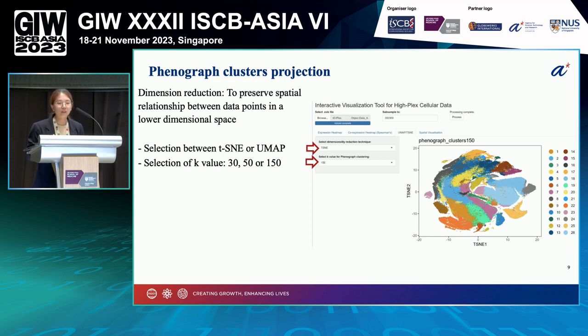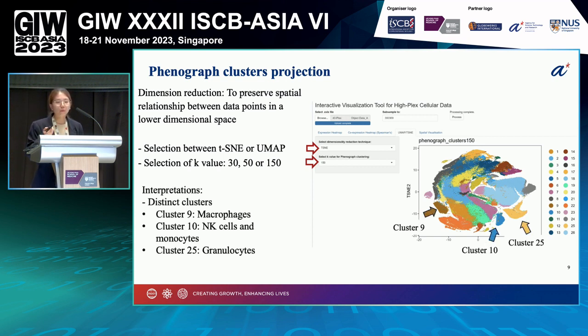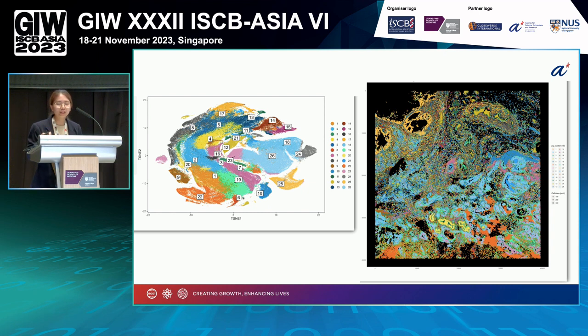So for this particular sample, we identified 3 distinct clusters. Cluster 9 contains macrophages, cluster 10 we identified as NK cells and monocytes, and cluster 25 was identified to have granulocytes. So the next feature is really interesting.